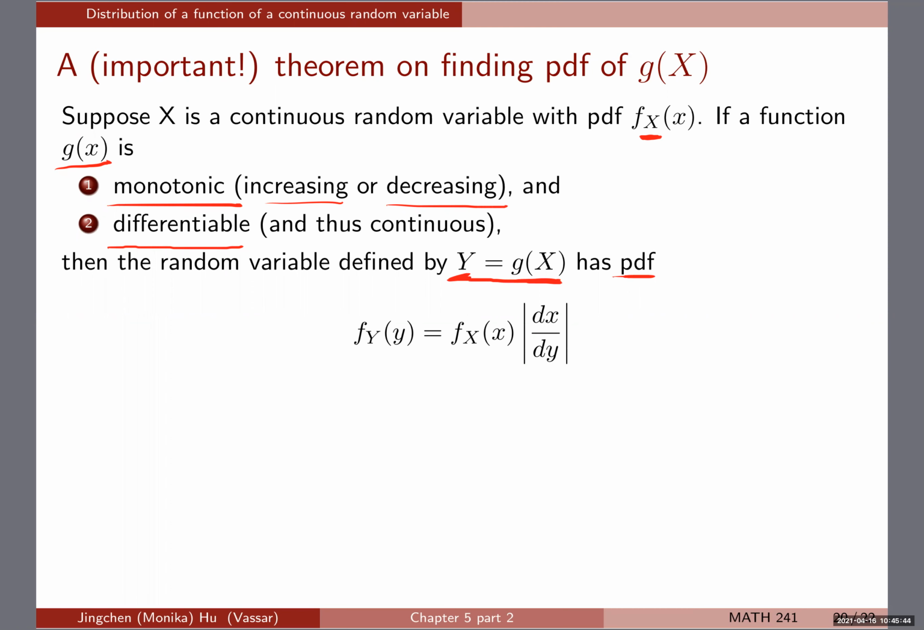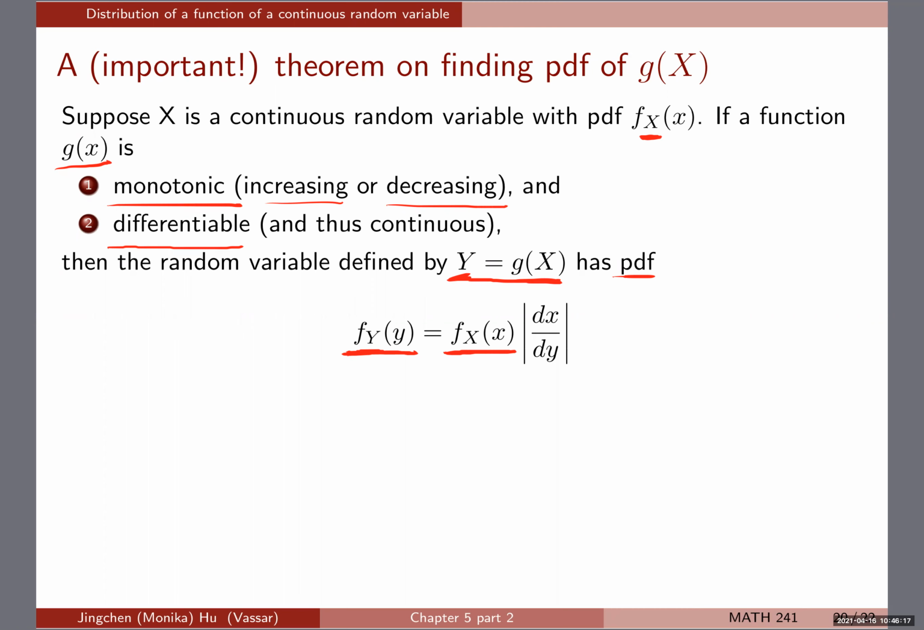Notice the different notation here. I highly recommend you start to add those subscripts of the random variable now to the PDF and CDF, because now we're working with two, so you'd better make sure that you work with the right one. So what we're saying is that the PDF of Y, f_Y, equals the PDF of X multiplied by the absolute value of dx over dy.